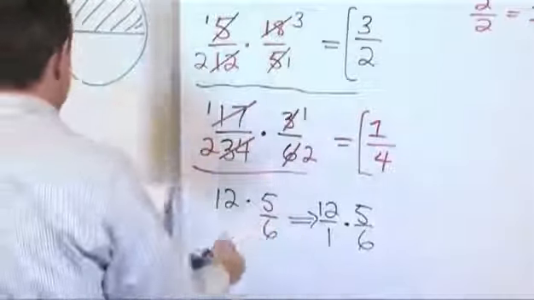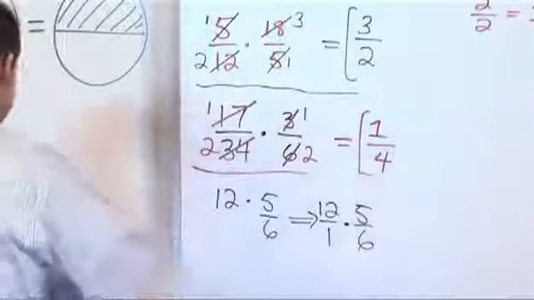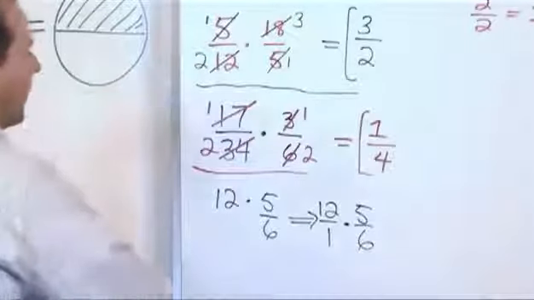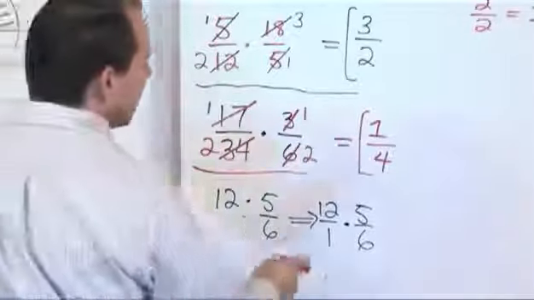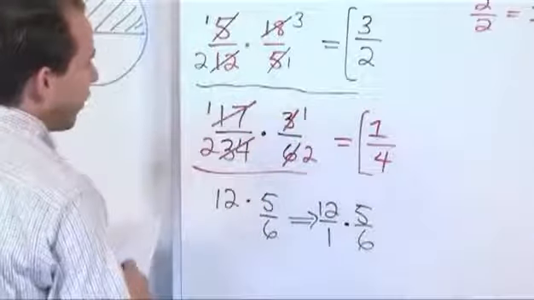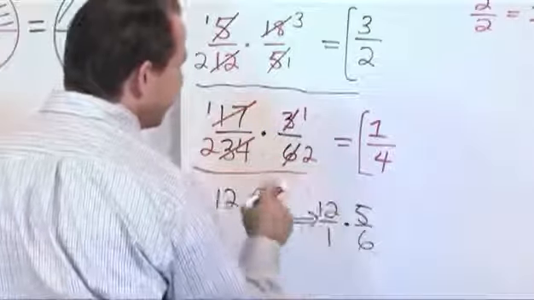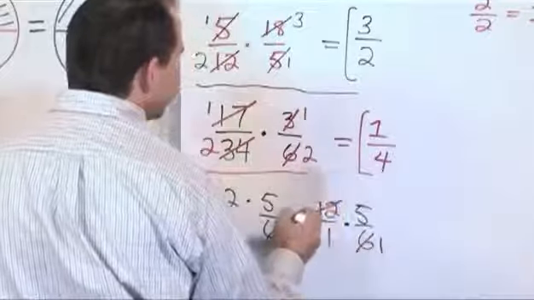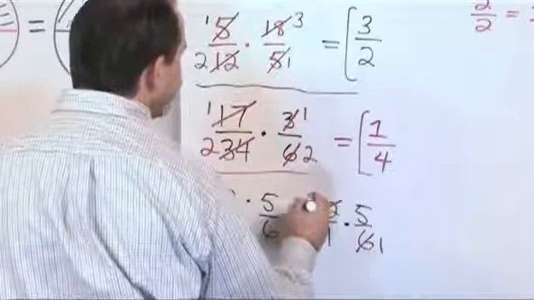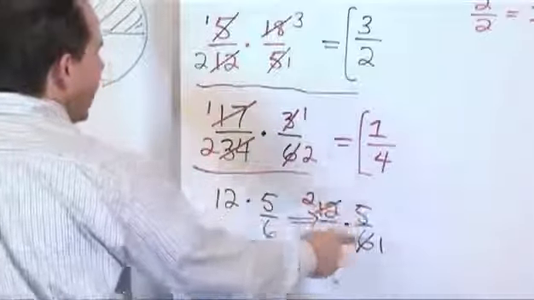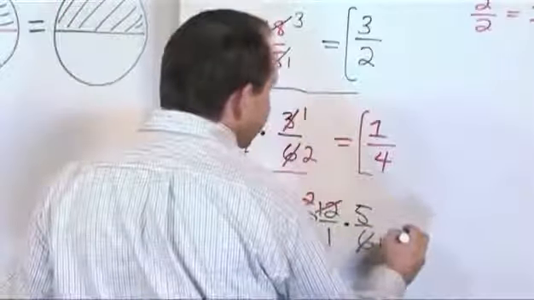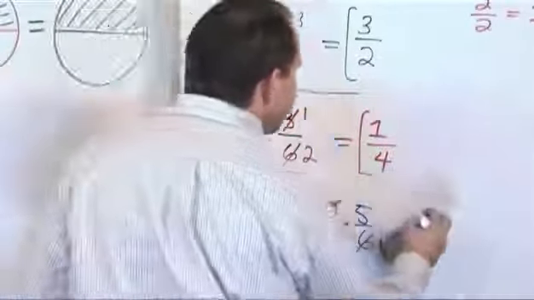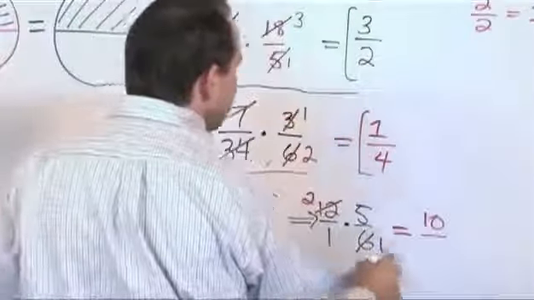So here I have 12 over 1 times 5/6. And I'm trying to pre-simplify this. I'm noticing the 12 and the 6 are easy targets. I can divide both of these by 6. 6 divided by 6 is 1. 12 divided by 6 is 2. Now, I can't do anything else with the 5 or anything, so I'm basically done. 2 times 5 gives me 10. 1 times 1 gives us 1.